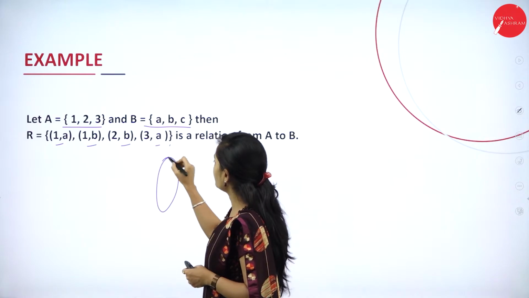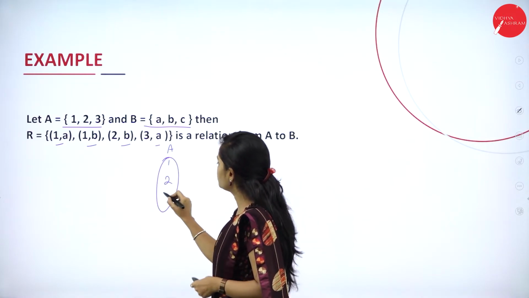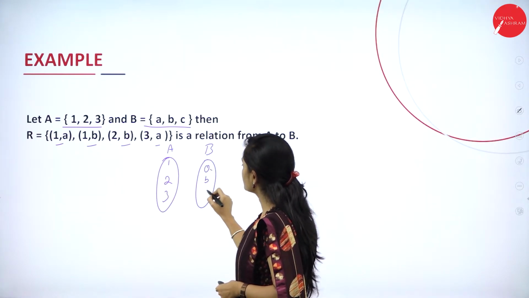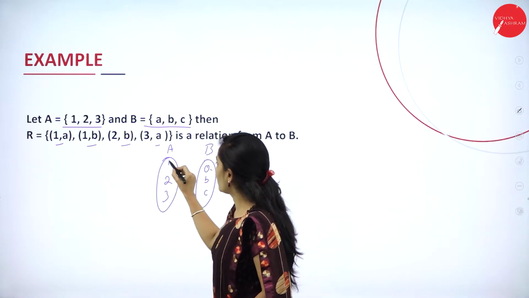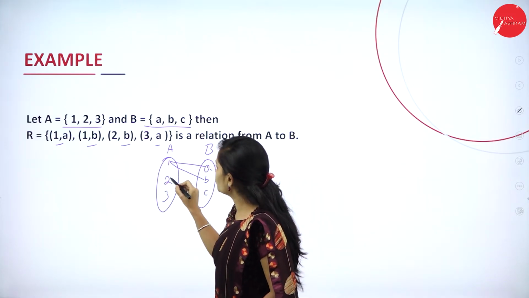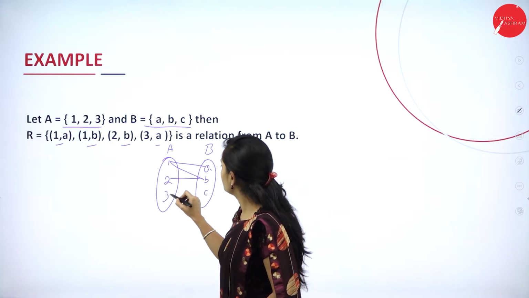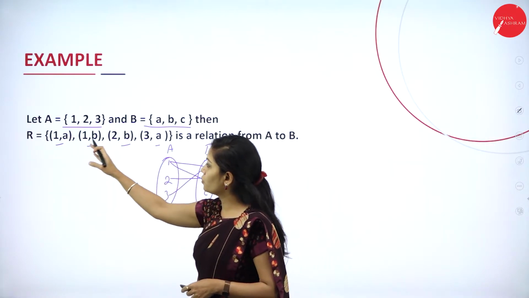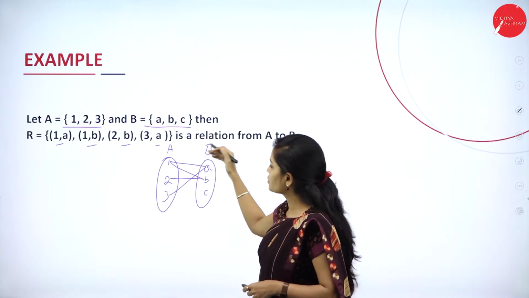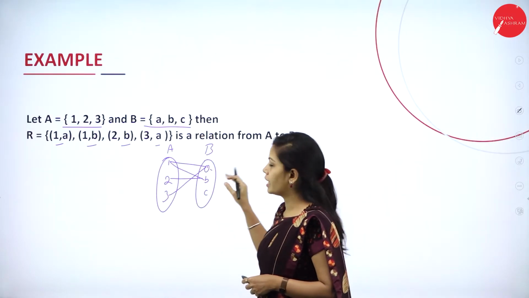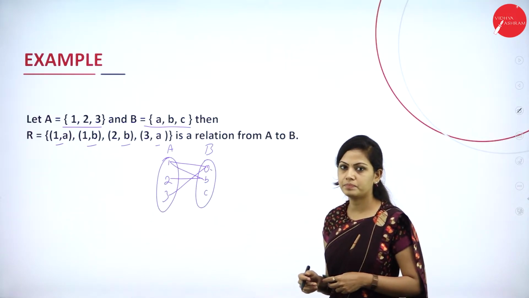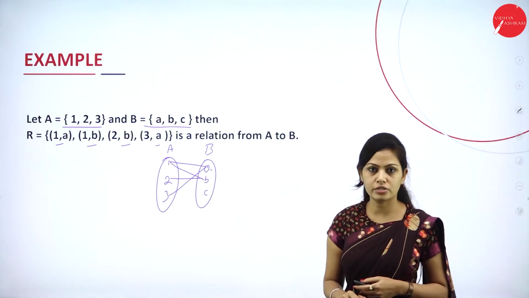So in set A, I have 1, 2, 3. In set B, I have A, B, C. So in the relation, I have 1 to A and 1 to B. And in the relation, 2 to B and 3 to A. Here I have only 4 relations between these two sets of elements. So using an arrow diagram, I have represented the relation between set A and set B. So this is about the relation.